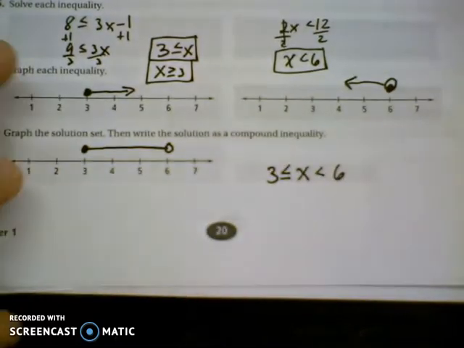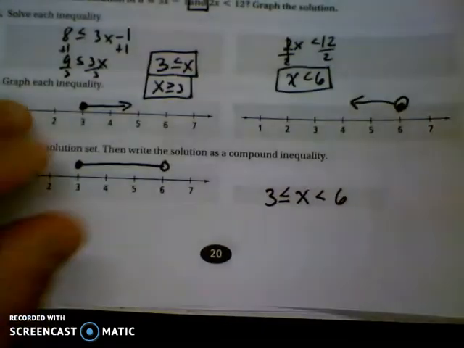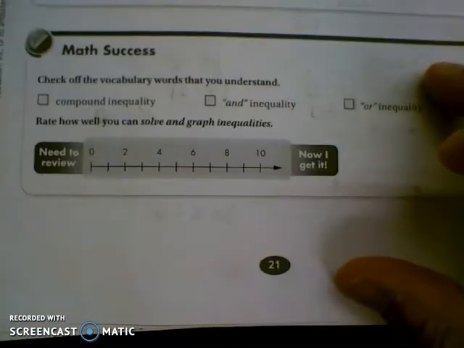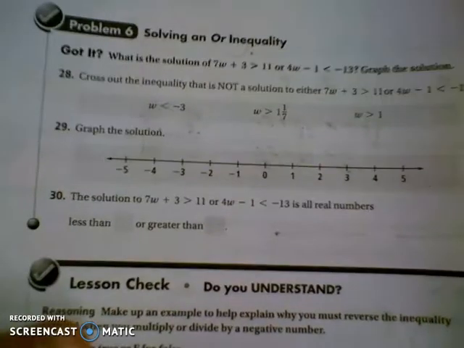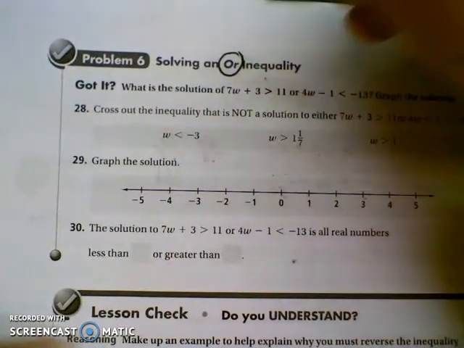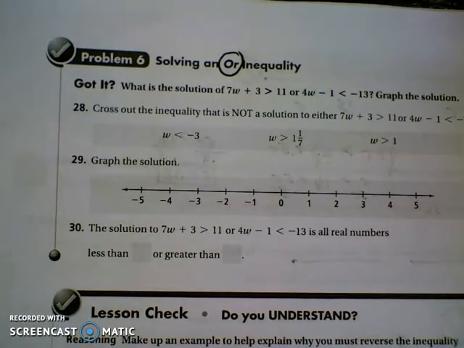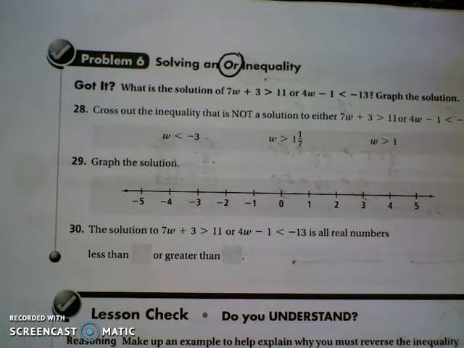What questions do we have? This is difficult. We got to ask Mr. Weckers for some questions. All right, last problem, number 21. Solving an OR inequality, and this is when they use the word OR. Okay. The word OR is a little more difficult, but not so much actually. So let's look at this.